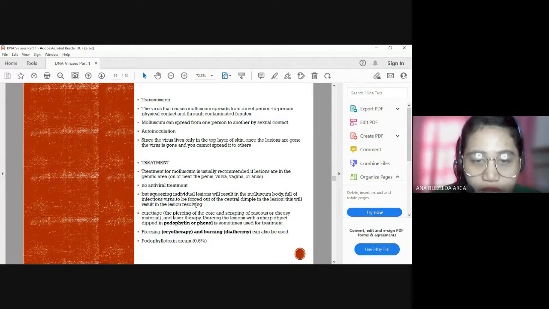So pwede rin naman yung curettage wherein you're going to pierce the core and scrape the cheesy material. Pwede rin ang laser therapy or get a sharp object or a needle, dip in podophyllin or phenol and then butasin mo daw siya tapos pisain mo pa rin. Okay, ganun siya. Pwede rin ang cryotherapy, burning, and diathermy.